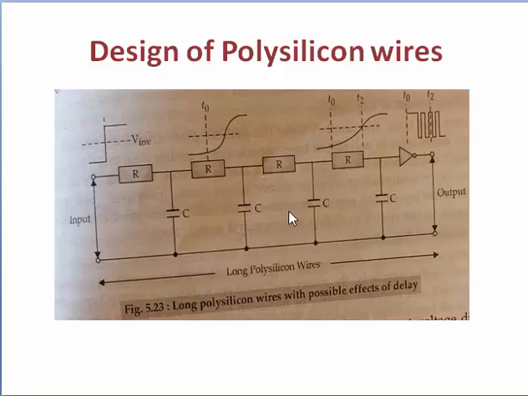But in long polysilicon wires, buffers are recommended, and buffers in long polysilicon wires have 2 desirable effects. First effect is that signal propagation is speeded up. And the second desirable effect is reduction in sensitivity to noise. So as shown in the figure, long polysilicon wires with possible effects of delay.